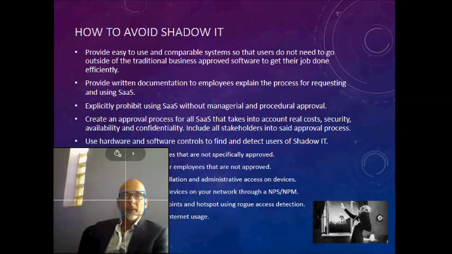You can prevent unauthorized devices from connecting to your network through the use of an NPS or network policy server or a network policy monitoring system or management system. You can also use access point detection to detect access points, Wi-Fi, things like that that have been in the vicinity of your network. And of course, you should always monitor your network and internet usage for signs that people are doing shadow IT.